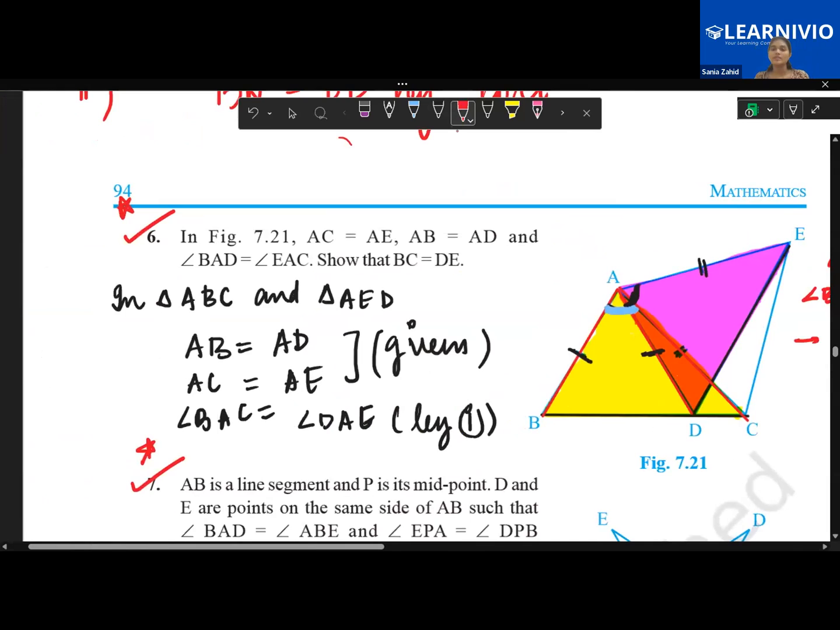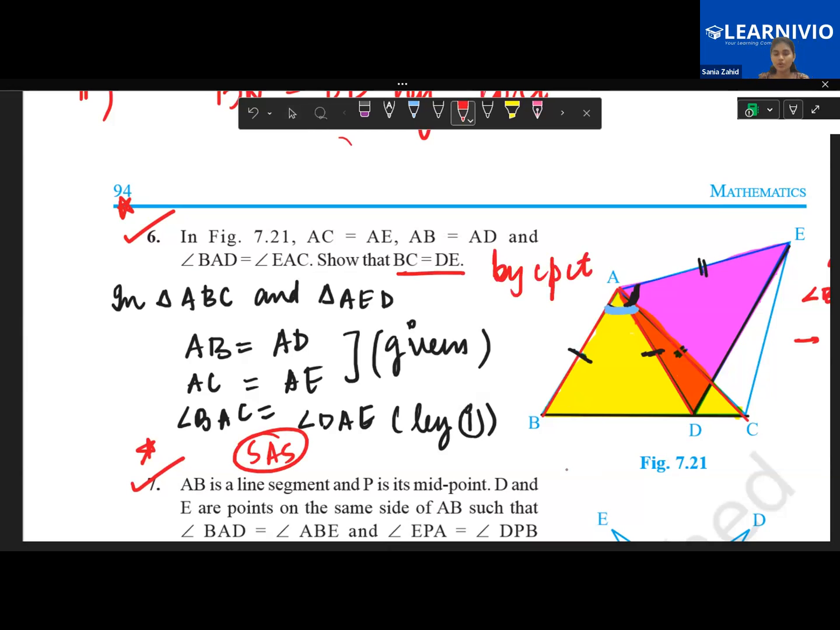Thus, which congruency now will be applied? You have a side, children. Then you have an angle. Then again you have a side. Right? So by SAS. So then you will form a statement by SAS congruency. First triangle is congruent to the second triangle, and thus BC is equal to DE by CPCT.